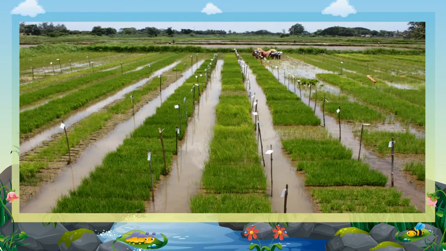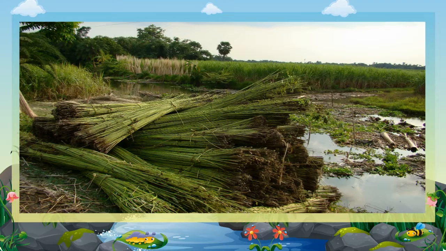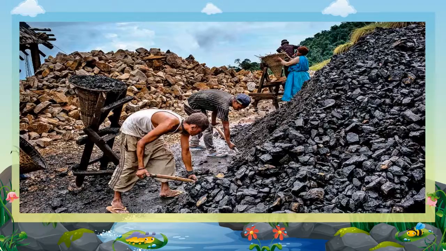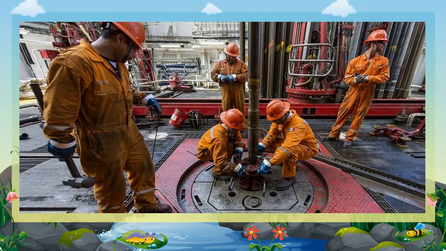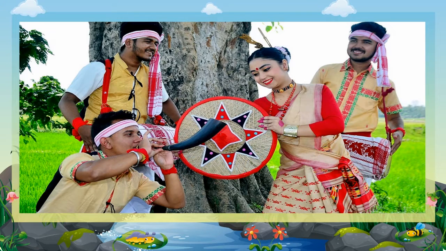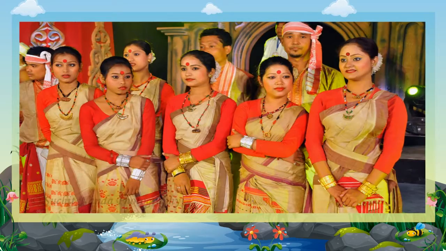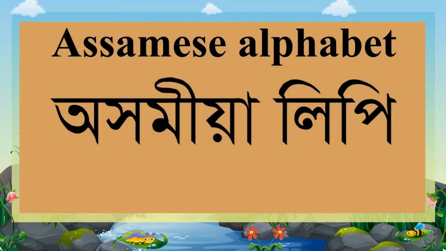This fertile plain is, however, known for rice and jute cultivation. The main occupation of the people of Assam is farming. Some people work in coal mines and oil fields too. Men folk wear dhoti and kurta, while women wear sari and blouse. They are fond of music and dance. Bihu is a famous dance of Assam. The people of Assam are called Assamese, while the language is also called Assamese.